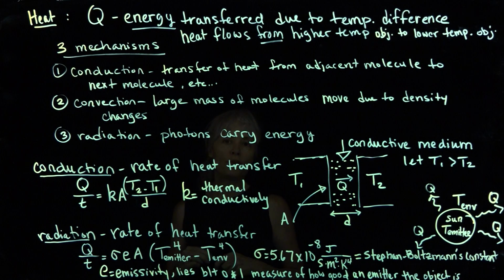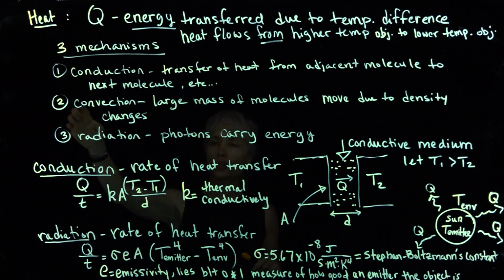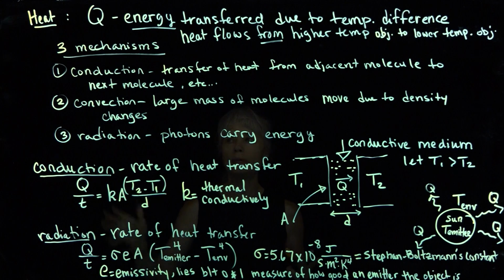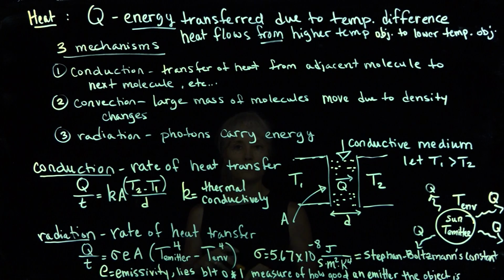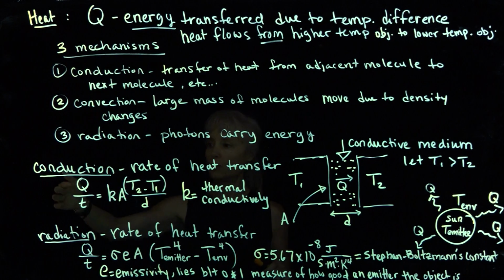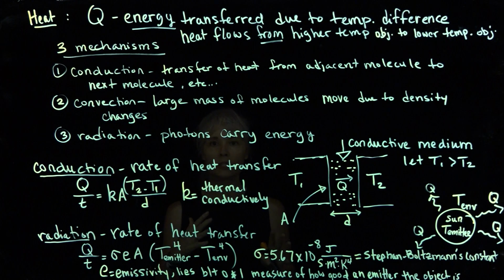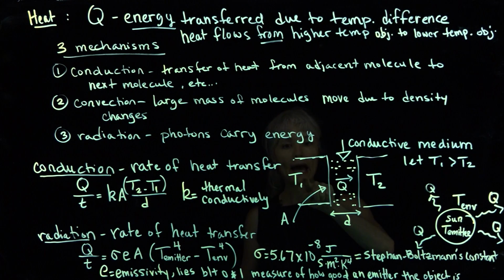We can quantify two of these three, conduction and radiation. Convection is very hard to quantify. It needs to be approximated using computer programs, and we will not be dealing with it at this level. But we can quantify heat transfer via conduction and heat transfer via radiation. So the rate of heat transfer via conduction, rate being the heat per unit time that is conducted from one object to another, is drawn here on this picture.